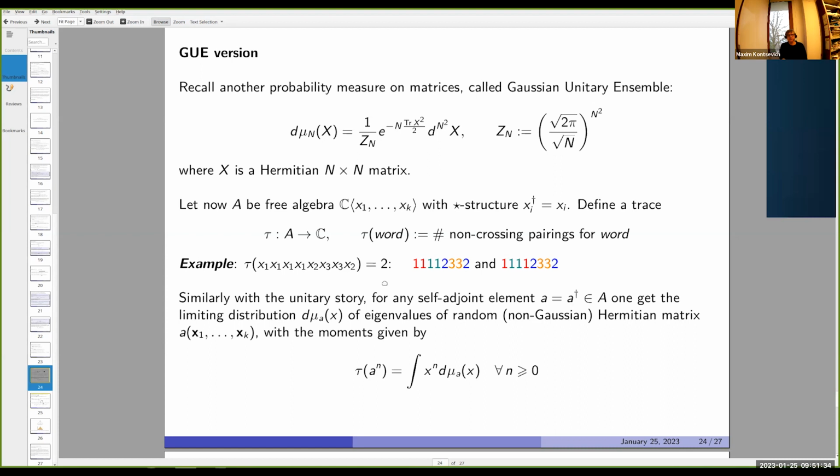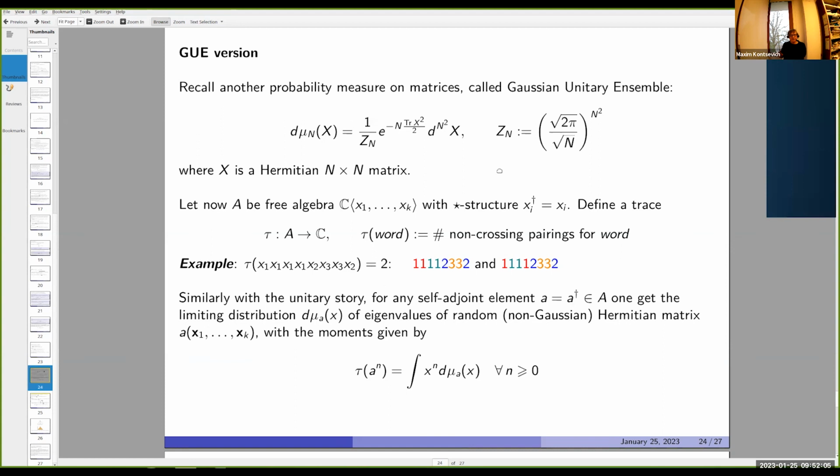I will explain a slightly different version of this previous story. There's another probability measure on matrices, the Gaussian unitary ensemble, but it's a measure not on unitary matrices but on Hermitian matrices. The space of Hermitian matrices is R to the n squared, and we have the natural Lebesgue measure. Then we can consider the Gaussian measure, exponent of minus n times x squared over 2, and divide by a constant to make it a probability distribution.